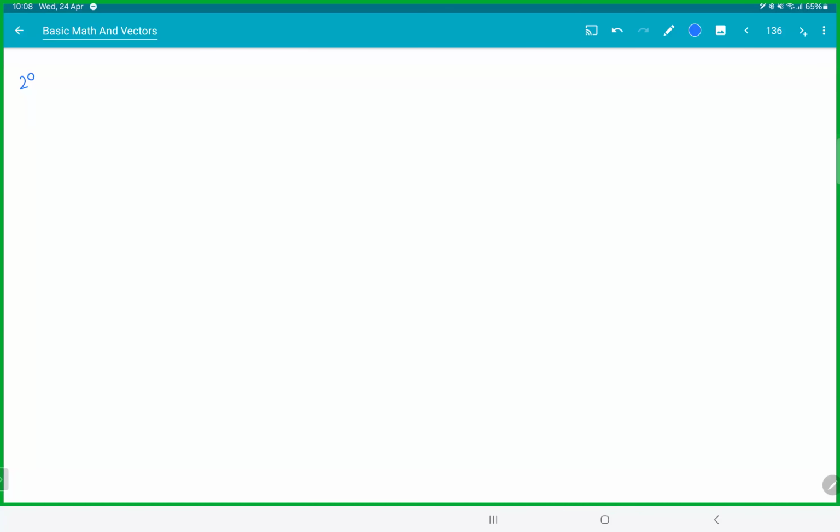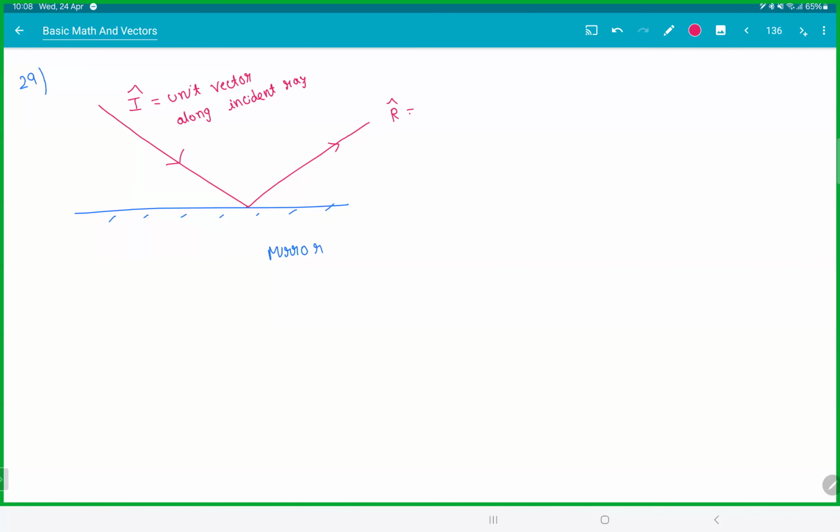Now, let's say we have a mirror. You're sending a light ray like this. Let's call this I cap. This is a unit vector along the incident ray. After reflection, the light ray will bounce off. Let's call this R cap. This is a unit vector along the reflected ray. And this here, let's call it N cap. This is a unit normal vector. And you know, whenever this hits the mirror, this angle and this angle are equal. I is equal to r.